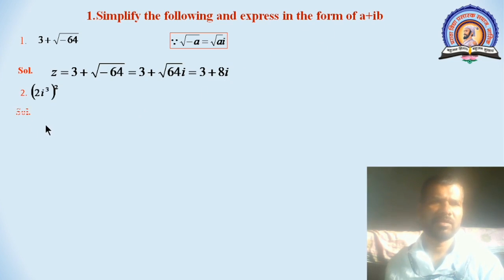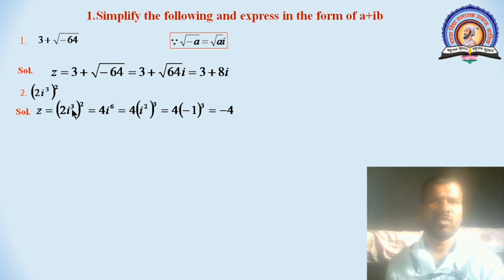Now the next example is (2i cubed) whole squared. So z is equal to (2i cubed) squared. Separating the square by using the laws of indices, 2 squared is 4, and (i cubed) squared is i raised to 6. Again, i raised to 6 can be split in the form of (i squared) raised to 3, and i squared is minus 1. So put that value of i squared as minus 1, cubed is minus 1. So the answer is minus 4. Therefore, z is equal to minus 4 plus 0i. So here a is minus 4, b is 0.